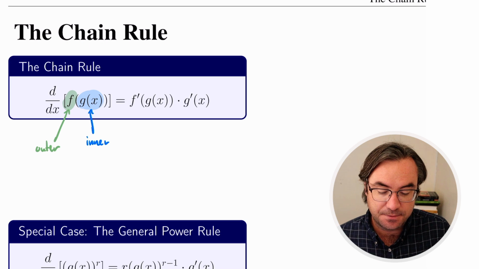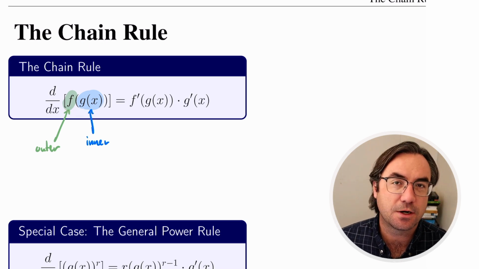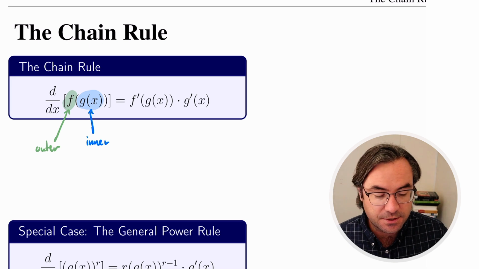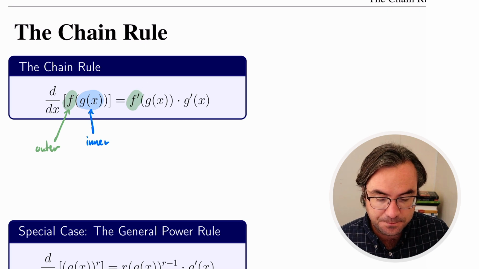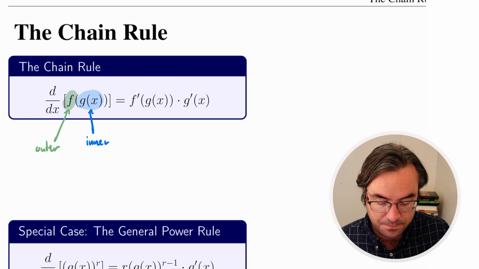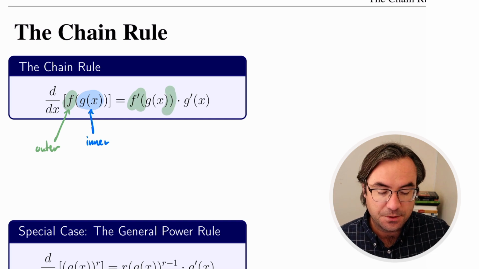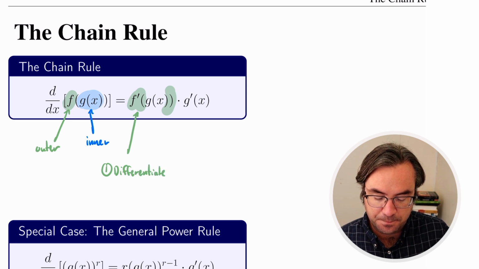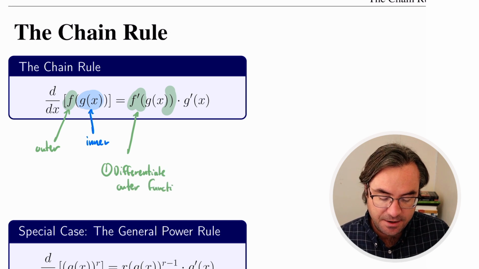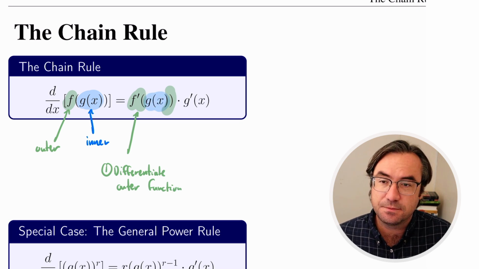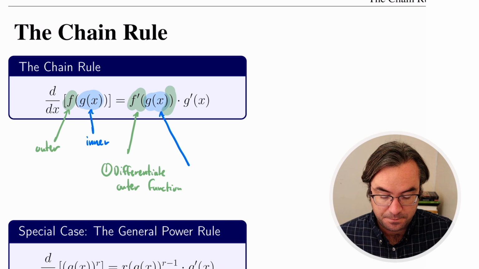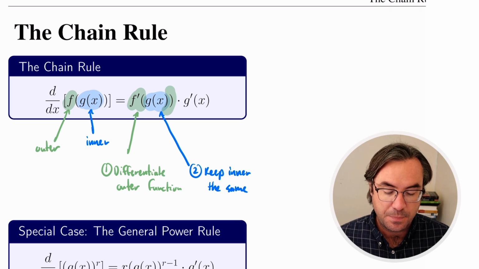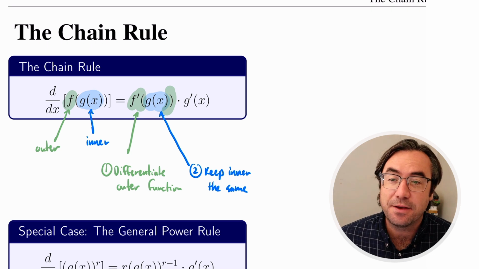And what this derivative rule says, so this isn't like product rule or quotient rule or our sum or difference rules. This is a different way of combining functions. So the derivative rule here is something different. And the way this works is we first differentiate the outer function. So that's going to be our first step. Differentiate the outer function. Then the second step is we keep the inner function exactly the same. And then finally, we multiply by the derivative of the inner function.